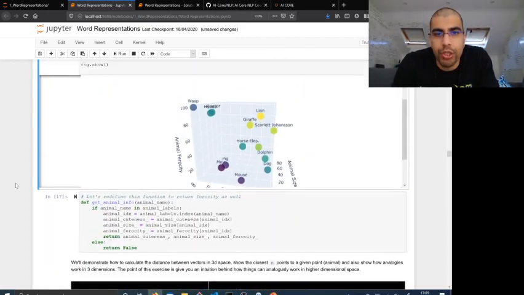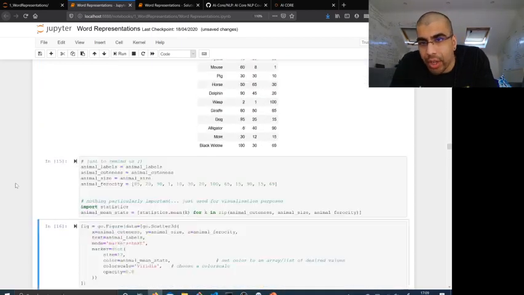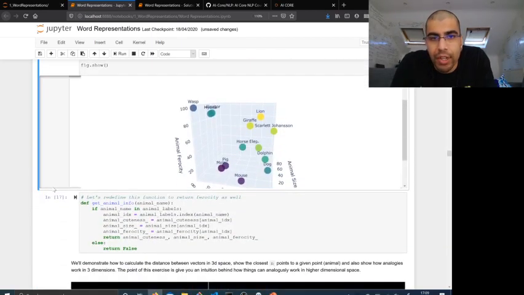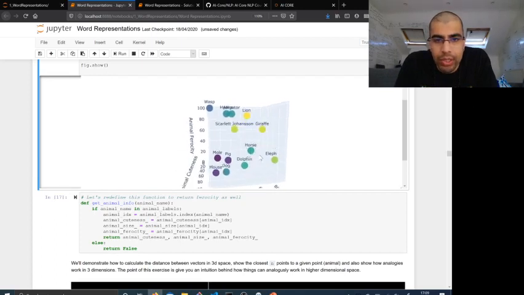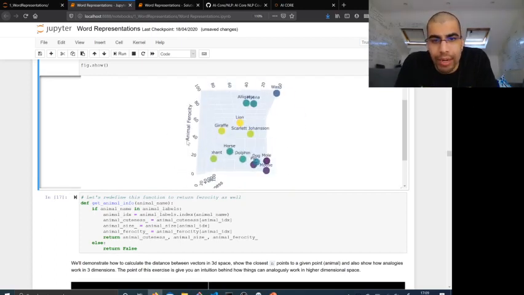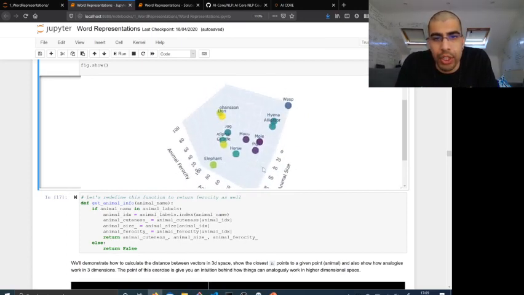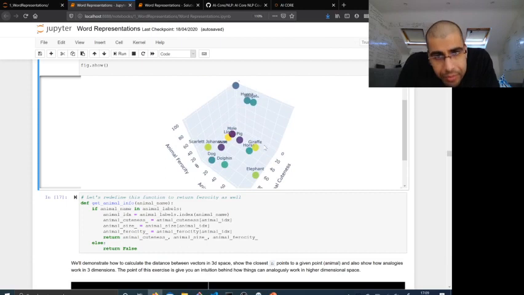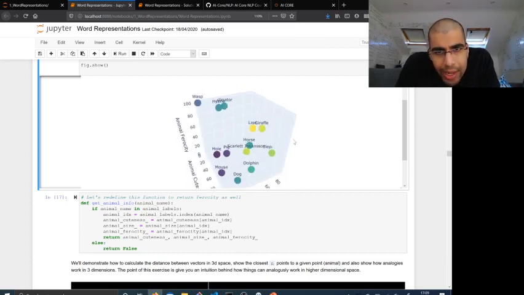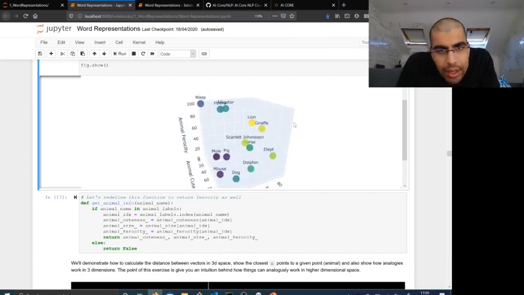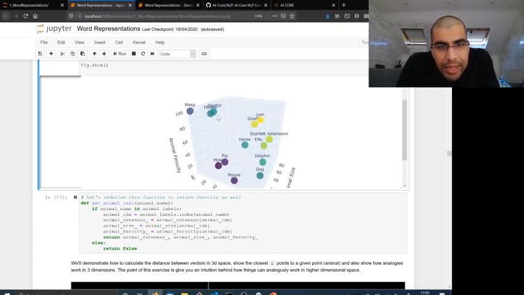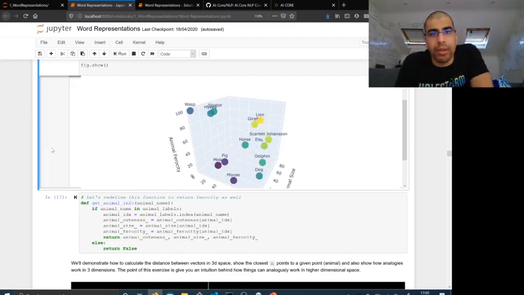Now we have this notion of closest to, which we had in the 2D example as well. Given any certain animal, what are the closest animals to that particular animal? Looking at this visually, the closest 3 animals to a hyena would probably be an alligator, a wasp, and either a mole or maybe a giraffe, one of the two. I'm not 100% sure, but we can find that out.